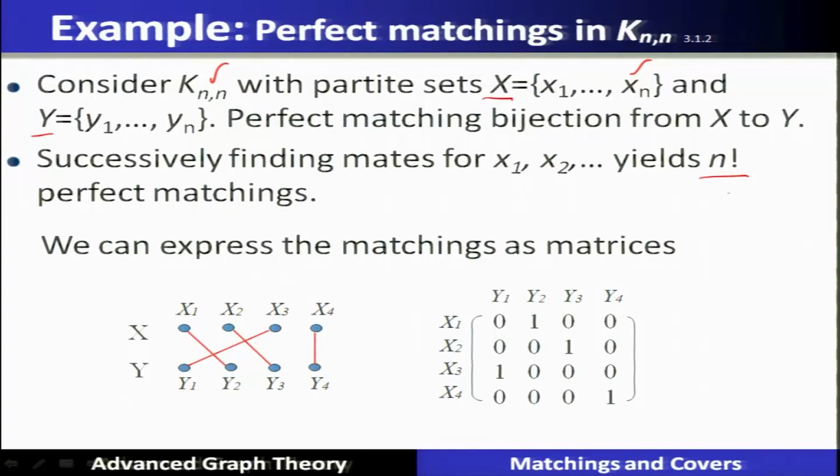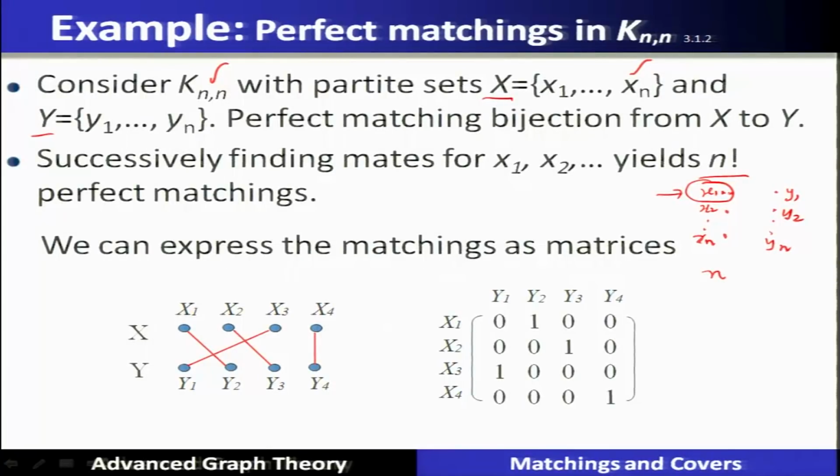So, take this particular example. Let us say it is x1, x2 and so on up to xn. On the other partite set you have y1, y2 and so on up to yn. This x1 can match any one of these n different vertices on the other side. So, there are n possibilities for x1 to start its matching.